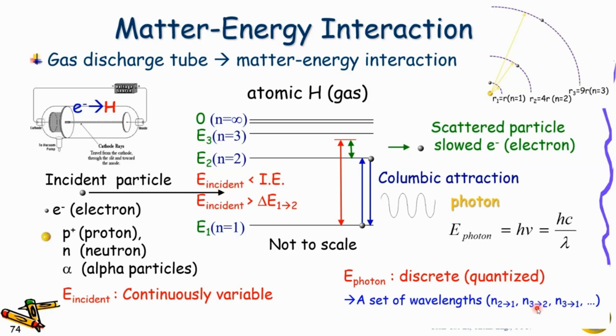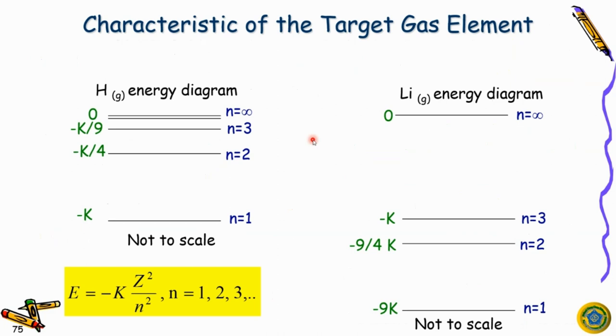This explanation tells us that these represent colors. So it should be the characteristic of the target gas element. As I told you, this is the energy level of hydrogen from 2 to 1. For lithium, this is different. All the atoms, all the elements have their own energy level diagram, and the colors or wavelengths that come out will be the characteristic of the target element. I hope you still remember this.